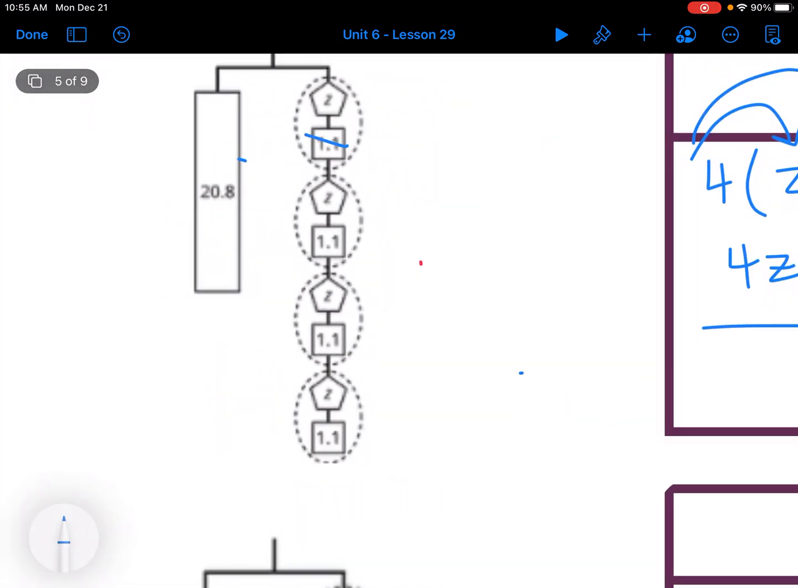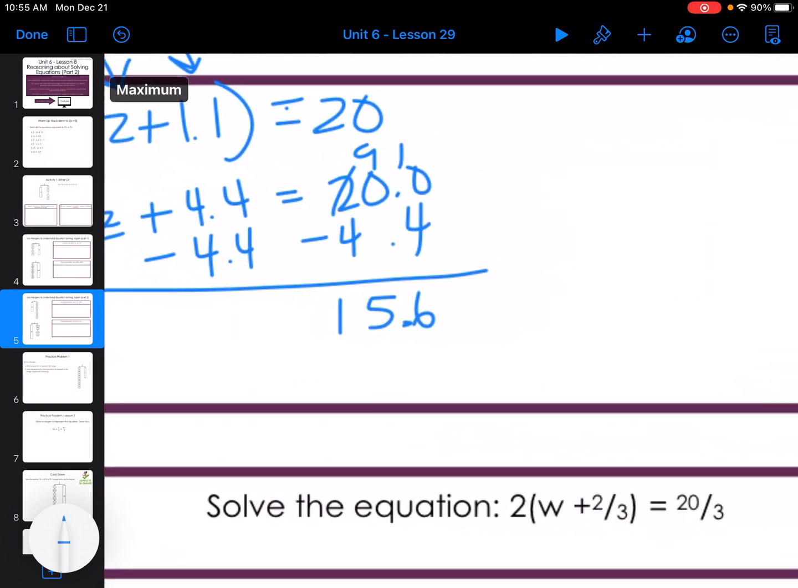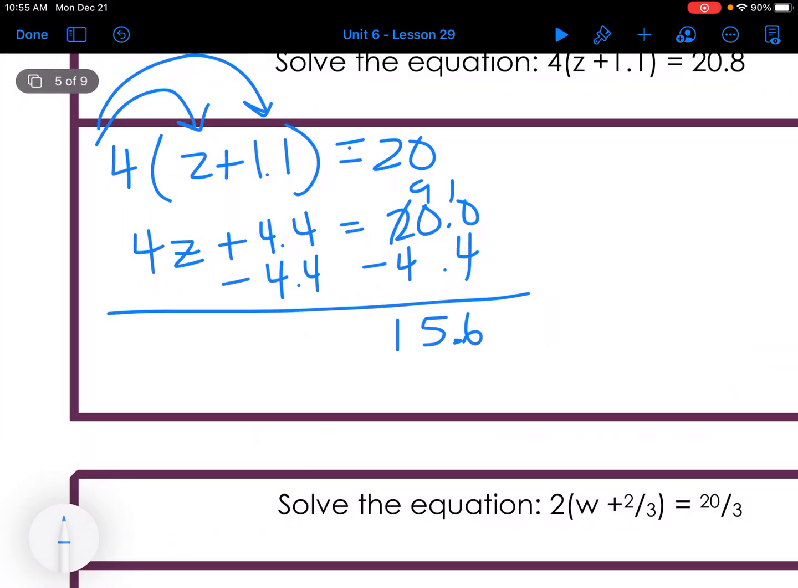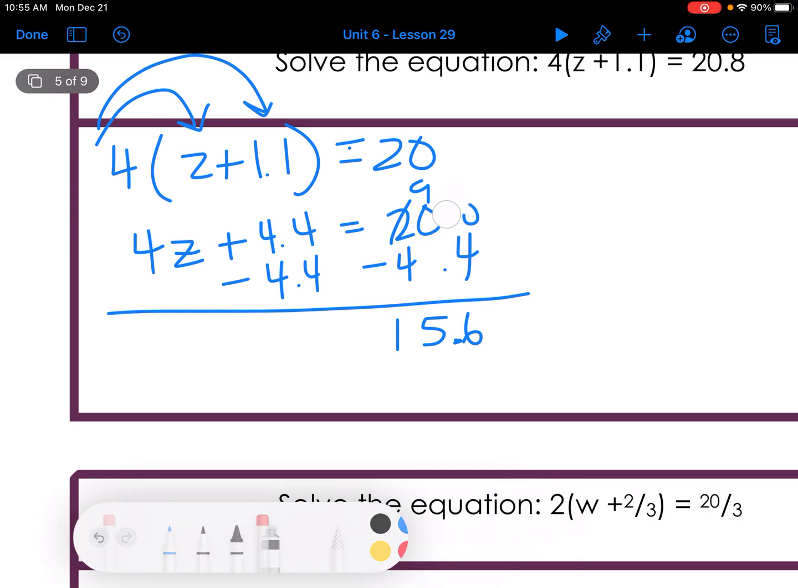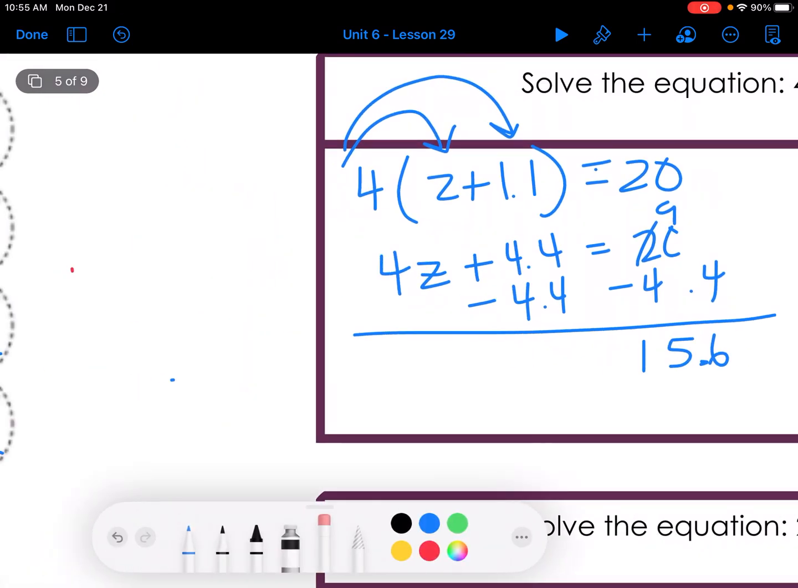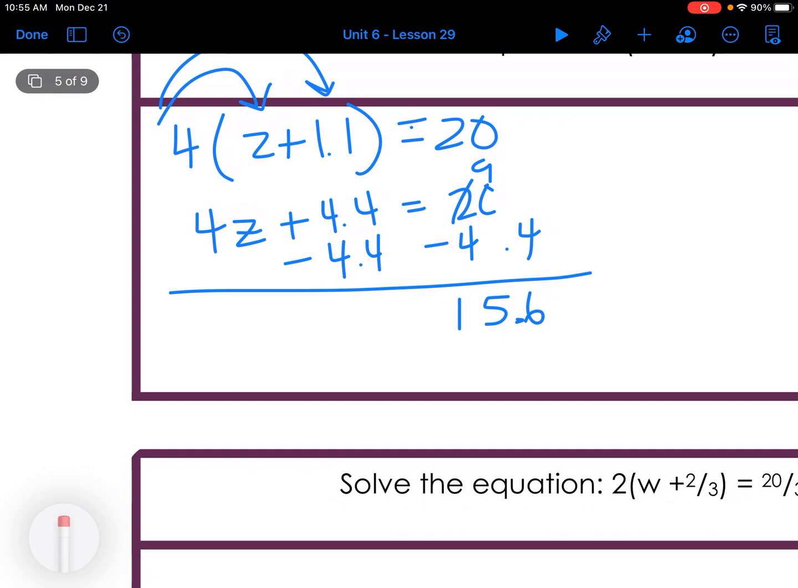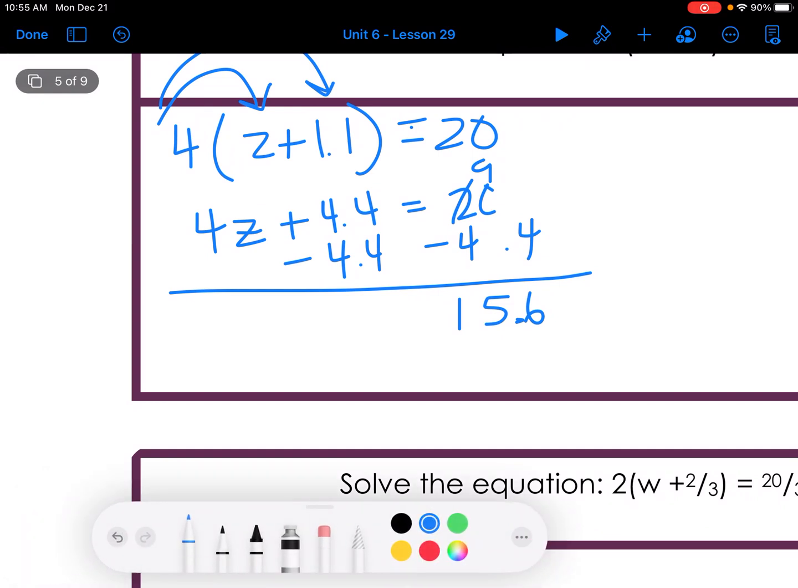So I am getting rid of these first. So I'm left with 15. Here's my problem. I was completely right. I didn't write my equation down correctly. It's 20.6 or 20.8. That's where my mistake is.